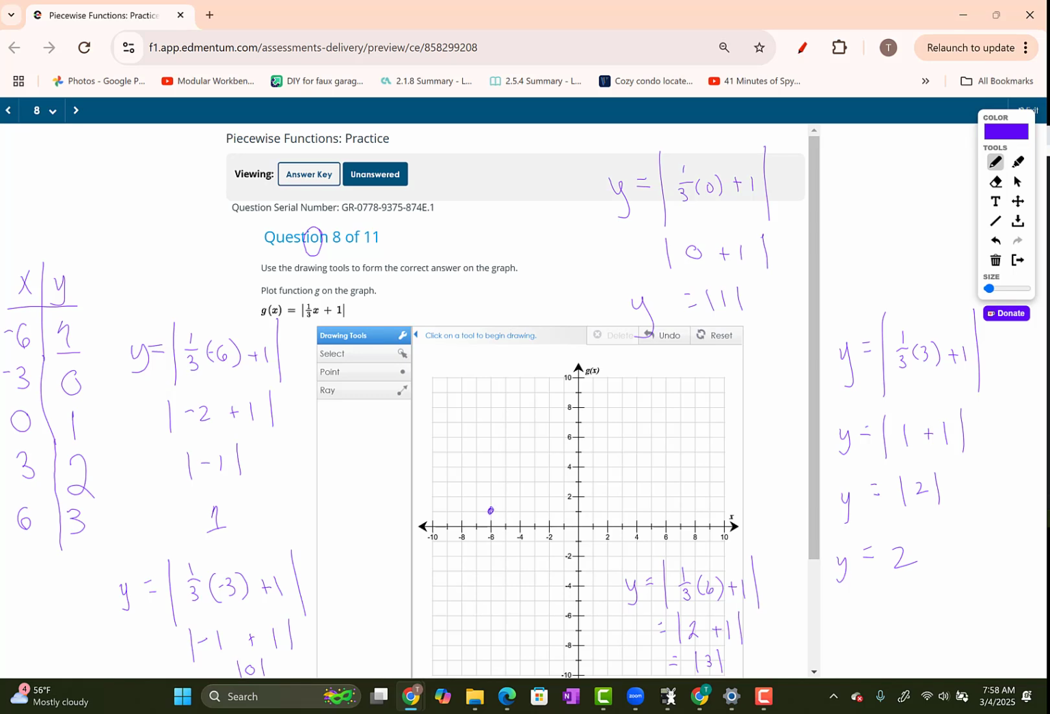So we want to graph those points: (-6, 1), (-3, 0), (0, 1), (3, 2), (6, 3). Clearly see where the vertex is. And yours will be much neater than mine. But there's our V-shaped graph with our vertex at the point (-3, 0).